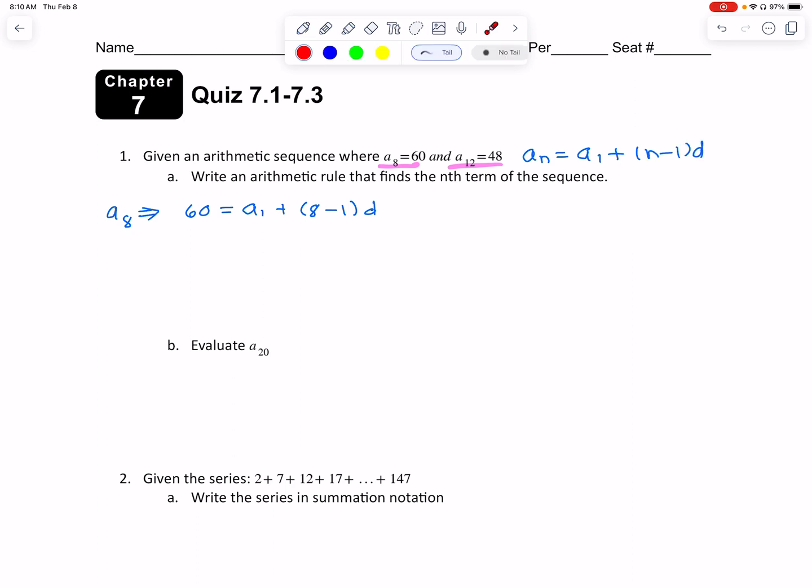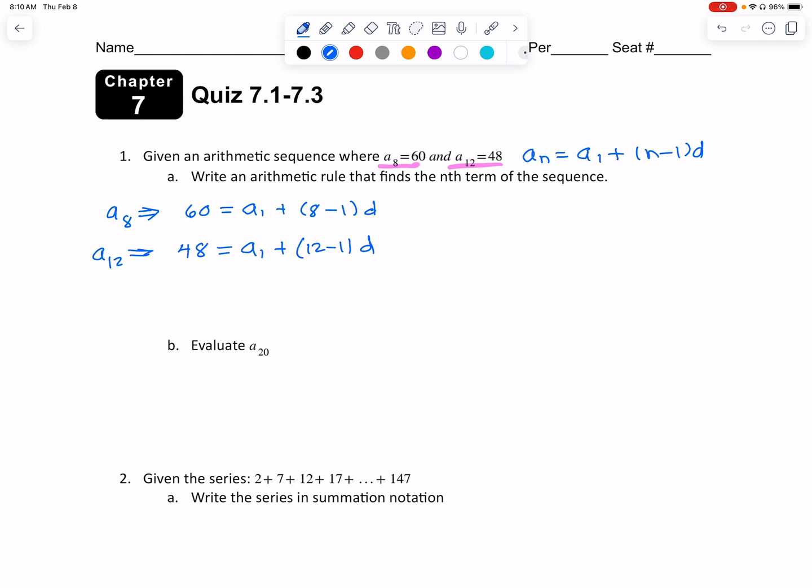So when I found the 8th term, I subbed in 60 for my 8th term. I don't know what the first term is. I plugged in 8 for n, and I don't know what the common difference is. I'm going to do the same thing for the 12th term. So the 12th term is 48 equals the first term plus, in this case n is 12, so 12 minus 1 times d. From here on out, we have a system of equations. That's all we're doing, is solving this system.